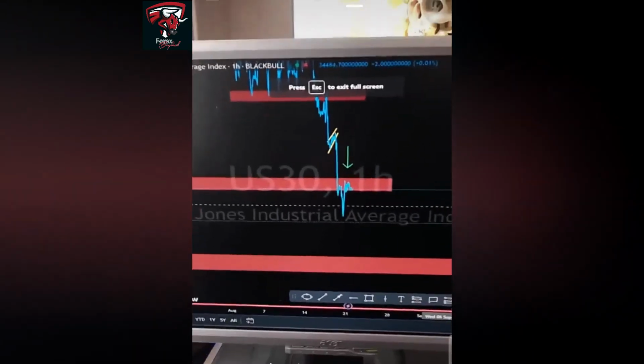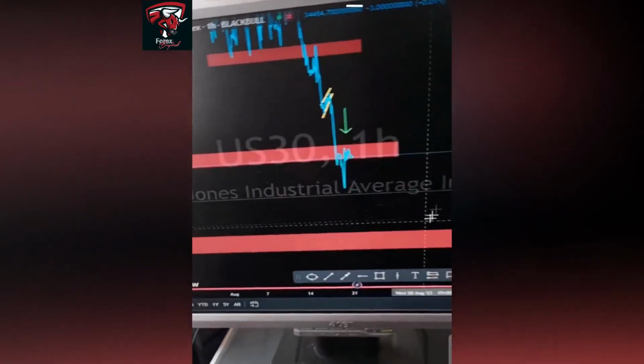Did I still zoom? Yeah, I zoomed. Anyway, cool, let's continue.